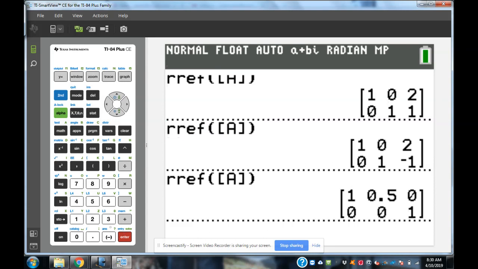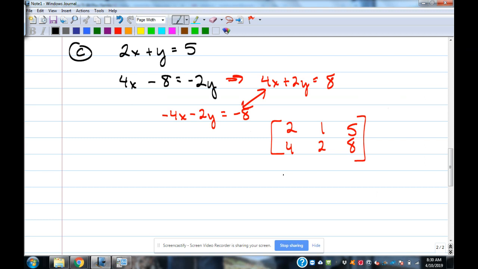All right, so this one's a little different. Oh, it doesn't look the same. I did RREF and I got 1, 1/2, 0, and 0, 0, 1. Yeah, 1.